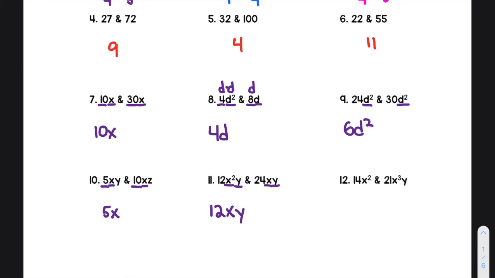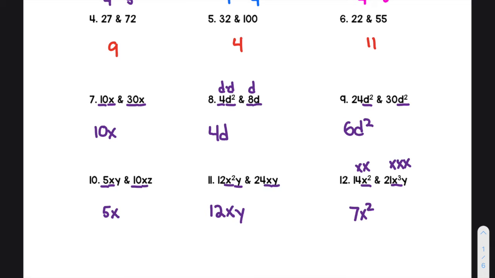And lastly, number 12, the biggest number that goes into 14 and 21 is 7. The first term has x squared, the second term has x cubed. X squared is telling me there's 2 x's in that term. X cubed is telling me there's 3. How many do they both have? They both have 2, therefore our GCF is 7x squared. They both don't have y, so therefore it's not common and does not belong in the greatest common factor.